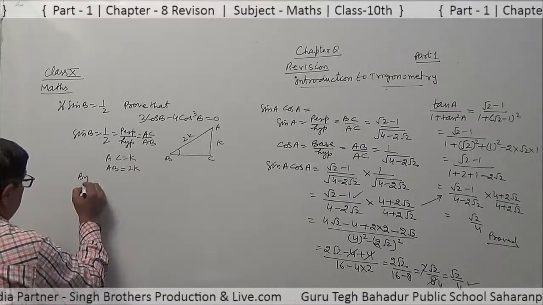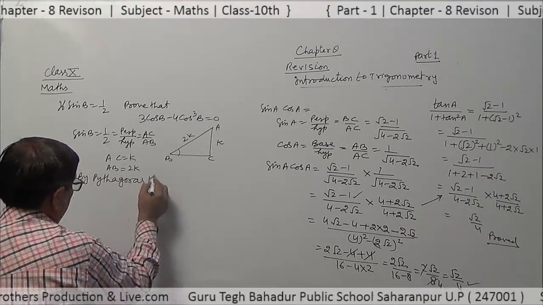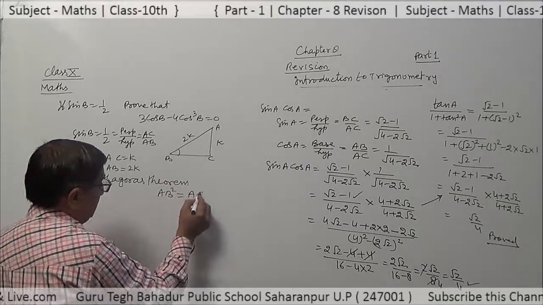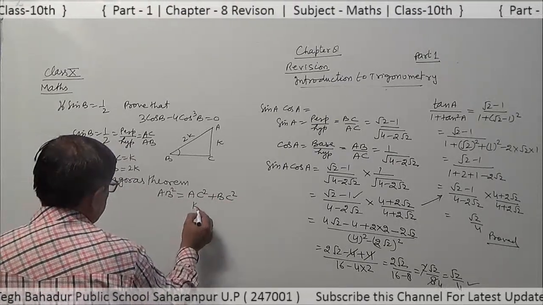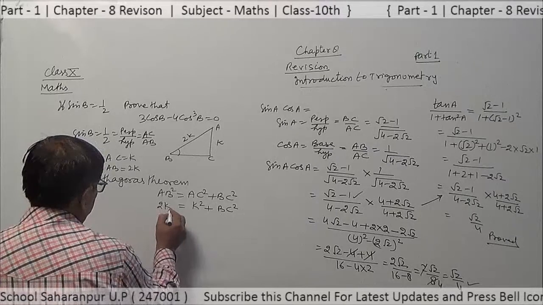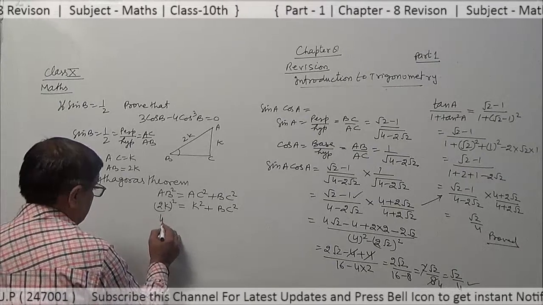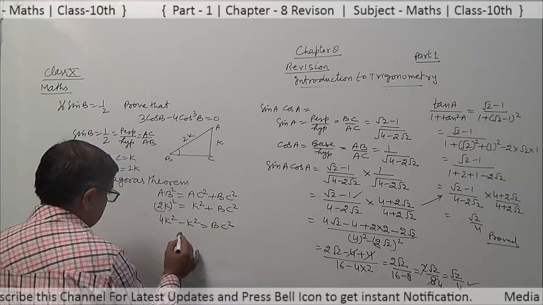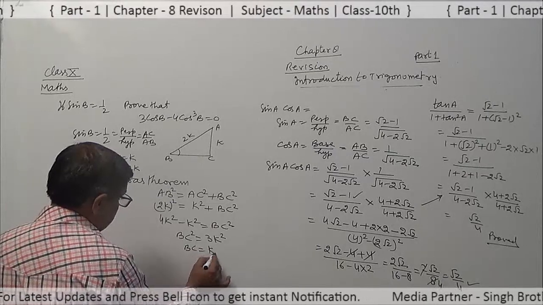By Pythagoras theorem, AB square is equal to AC square plus BC square. AC is K square, this is BC square, AB is 2K square. 4K square minus K square is equal to BC square, and BC square is equal to 3K square. BC is K root 3.